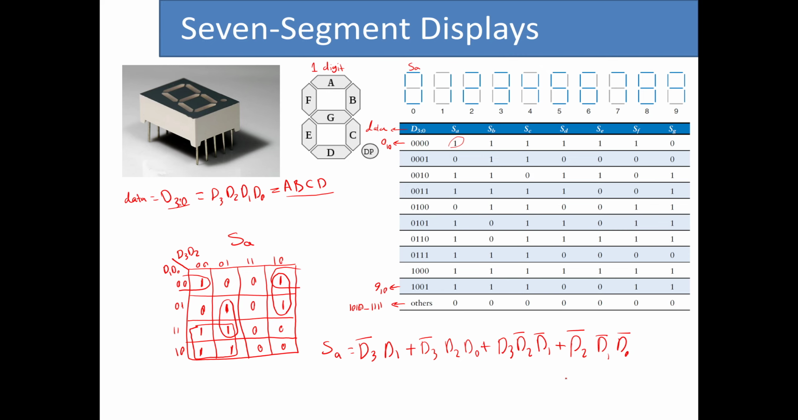So this is how I can come up with a function for SA. As I said before, let's say instead of this circle, you decided to group this one here with this one, right? Your function would be slightly different, but both of them are correct. So this is one way that you can come up with the functions for the individual LEDs of the 7-segment display.